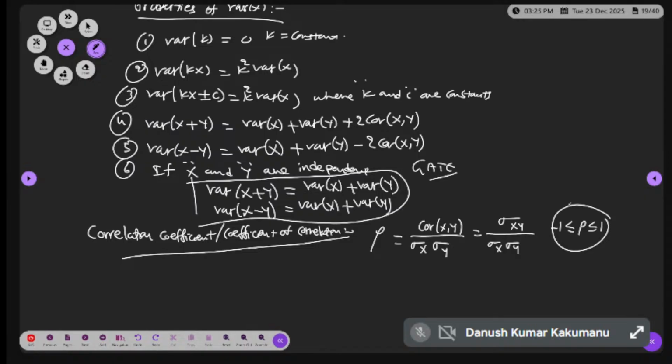Now let us solve numericals. In the PDF we have some numericals. Before going to those PDF numericals, let us solve some other questions. Then we will go to the PDF questions also.